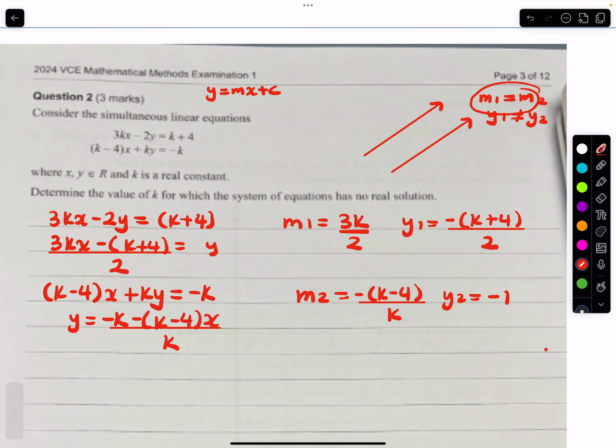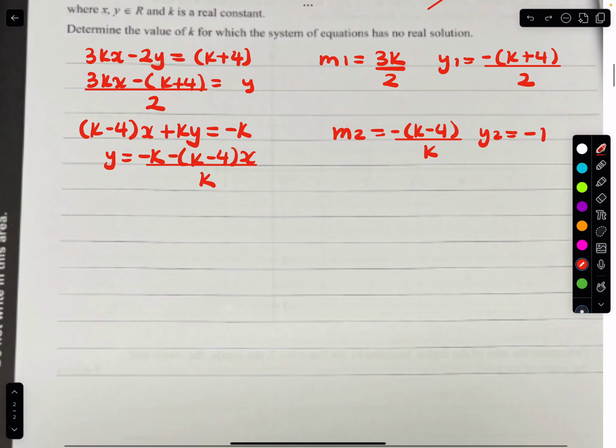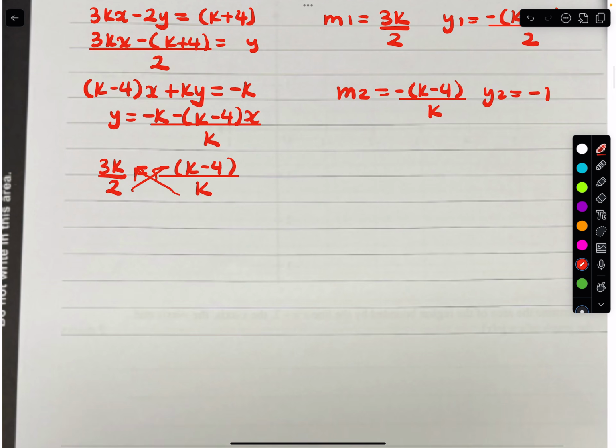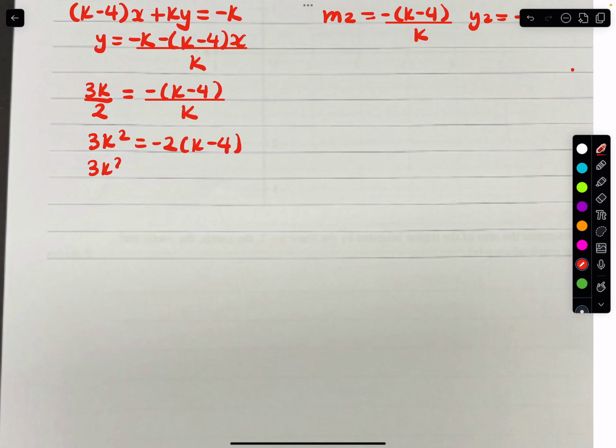The gradients must be equal. So let's equate these two gradients over here. So it's going to be 3k divided by 2 equals negative k minus 4, all being divided by k. I'm going to cross multiply these, like that. So that'll be 3k squared equals negative 2k minus 4. And so expand it out. So negative 2k plus 8, bring them all to one side, so plus 2k minus 8.